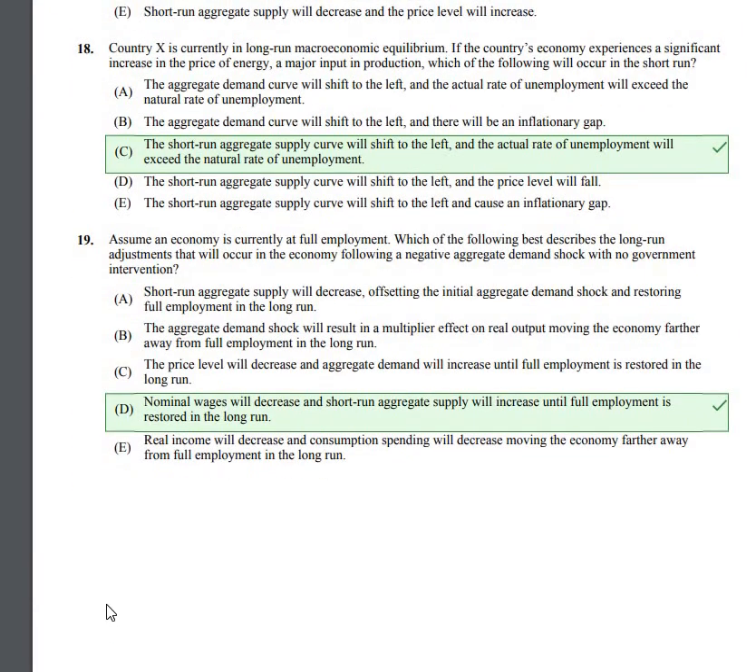Number 19, assume an economy is currently at full employment. Which of the following best describes the long-run adjustments that will occur in the economy following a negative aggregate demand shock with no government intervention? D, nominal wages will decrease, short-run aggregate supply curve will increase until full employment is restored. That gets back to the self-correcting aggregate demand aggregate supply model.